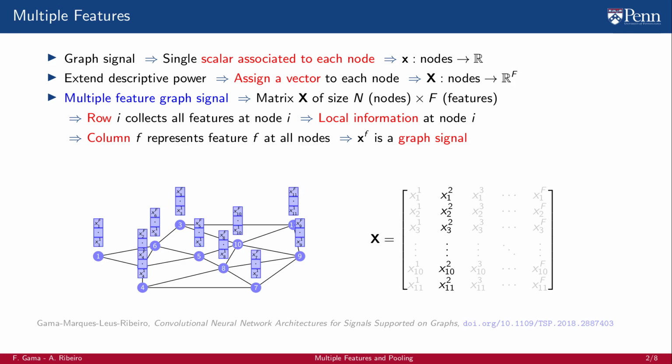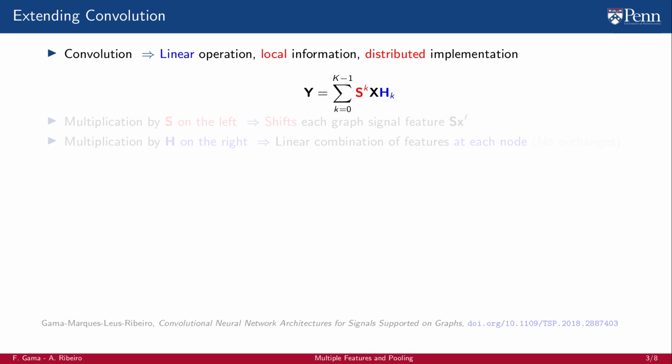The key operation of graph signal processing in general and GNNs in particular is that of graph convolutions. Now, we need to extend this operation to handle multi-feature signals. The convolution has to be a linear operation that depends on local information accessible only by means of neighboring exchanges, and that has a distributed implementation. The convolution operation acting on multi-feature graph signals is the one shown in the equation.